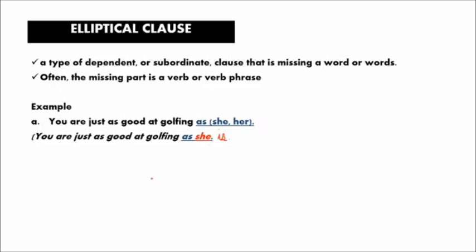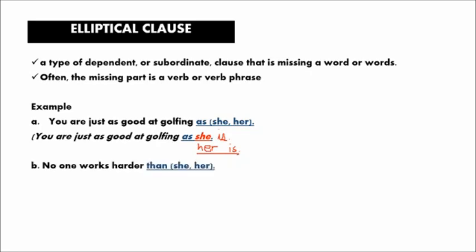Am I right? But try pairing her with the verb is and then read the entire clause. Okay, let us try. You have to put here the pronoun her and then is, and we have to read, you are just as good at golfing as her is. This sounds awkward. So the correct pronoun to be used is she, because the verb is understood in the context.